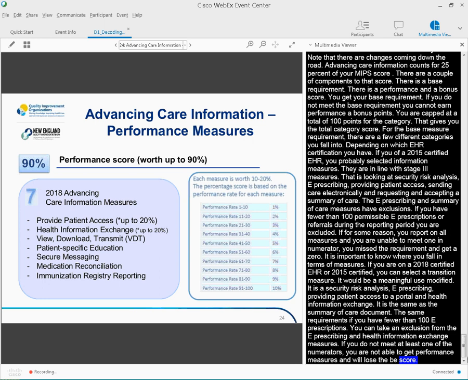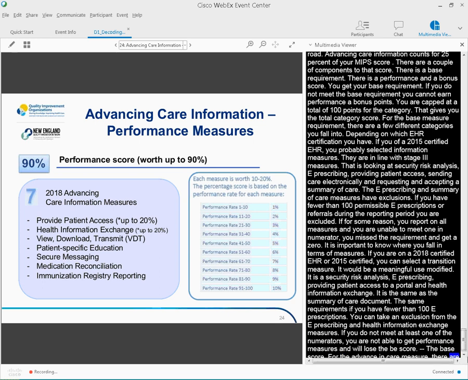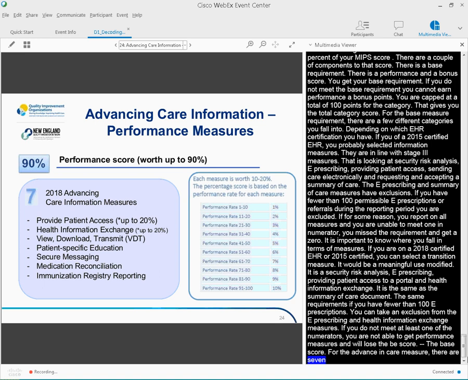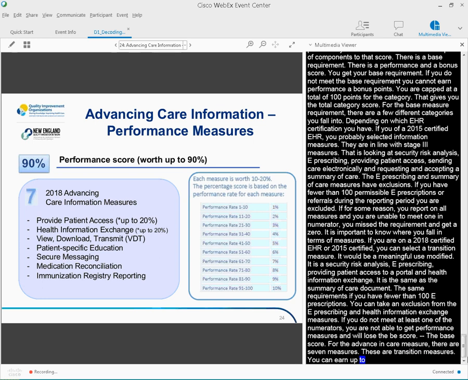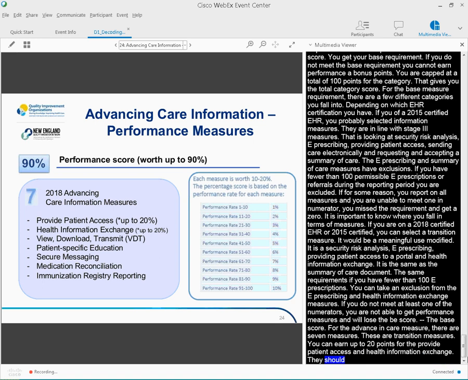For the Advancing Care Information 2018 measures, there are 7 performance measures. So these are actually the transition measures, I apologize, it doesn't say that there. You can earn up to 20 points for the Provide Patient Access and Health Information Exchange. If you'll recall, those should look very familiar because they are pulled over from your base requirements. You actually get double points for those.